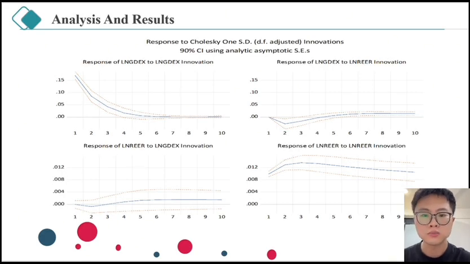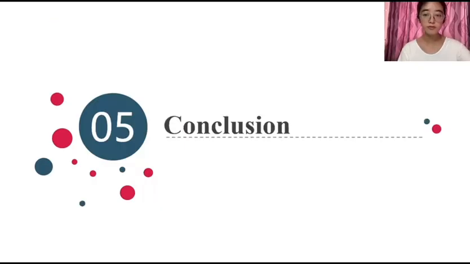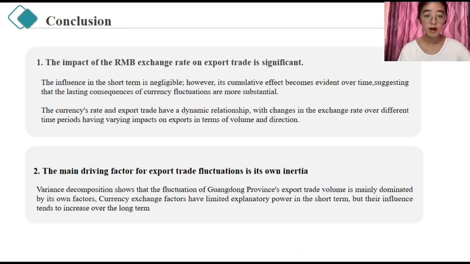The conclusion includes 4 parts. Number 1, the impact of the RMB exchange rate on export trade is significant. The influence in the short term is negligible. However, its cumulative effect becomes evident over time, suggesting that the lasting consequences of currency fluctuations are more substantial. The exchange rate and export trade have a dynamic relationship, with changes in the exchange rate over different time periods having varying impacts on exports in terms of volume and direction.